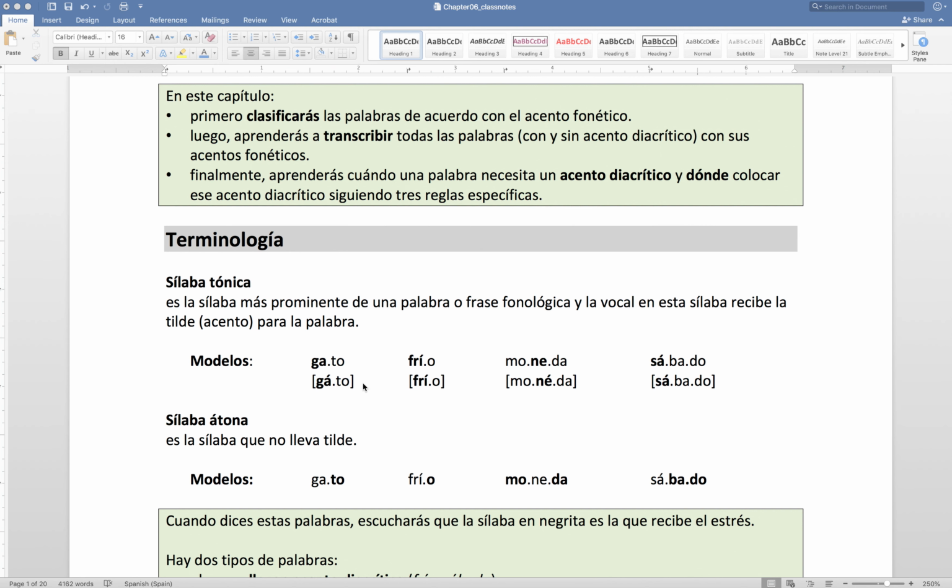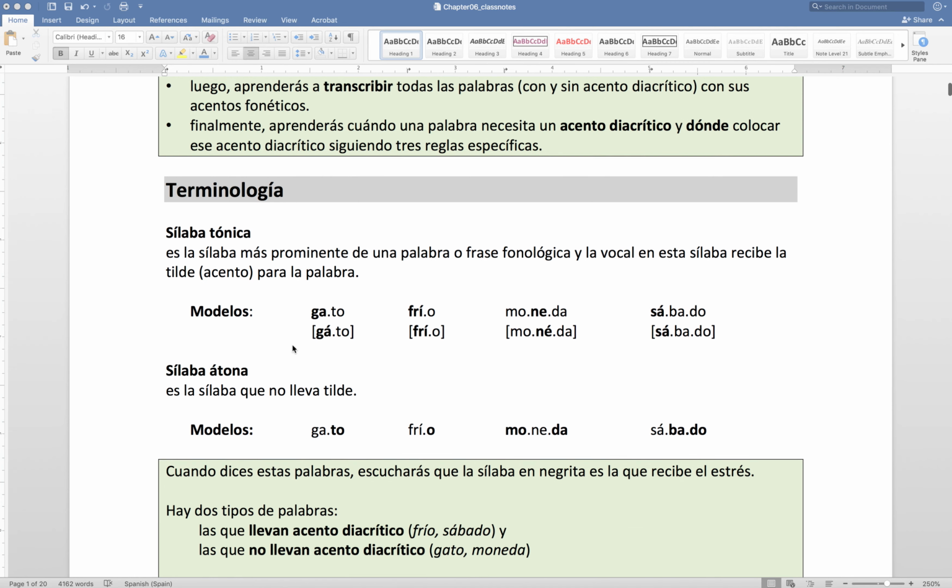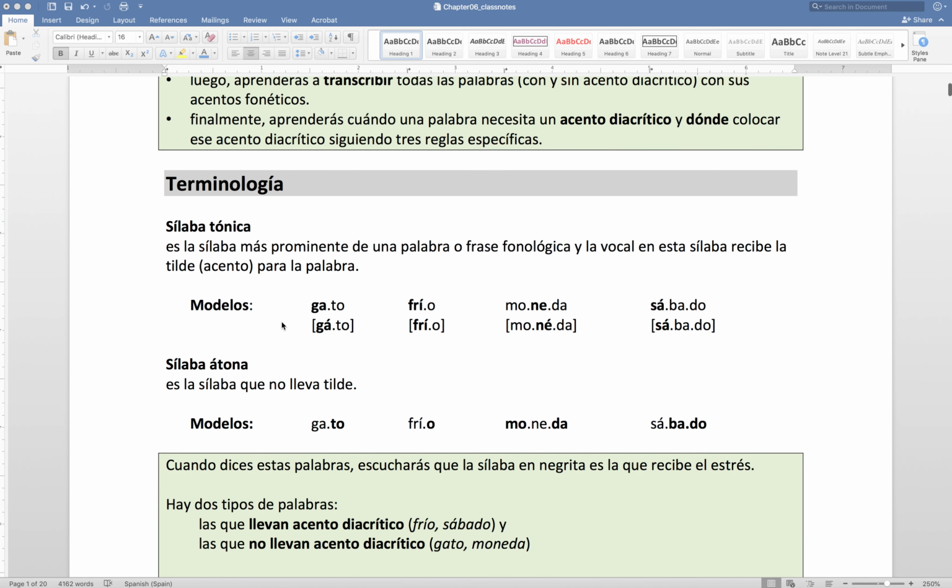We will see how to look at words and determine what category they fall into based on where the stress falls. So what I have here first is I introduce two types of syllables. We've learned up until now that each word is broken up into syllables. Either a word will have one syllable, two syllables, three syllables, and on. Right now, what we're talking about is just single words, and for the rest of the chapter, that's what you're going to be looking at, single words.